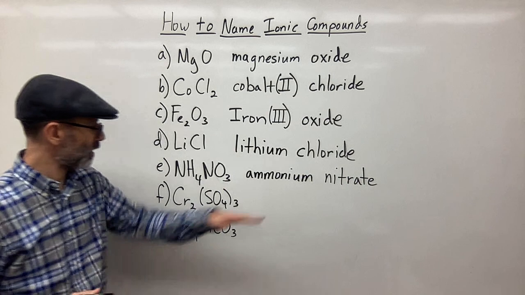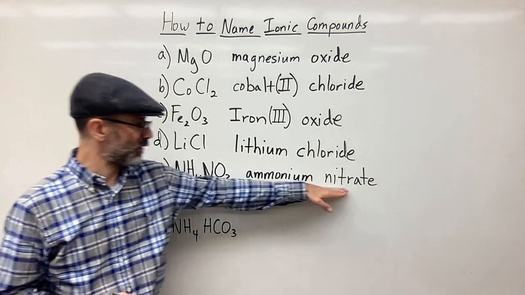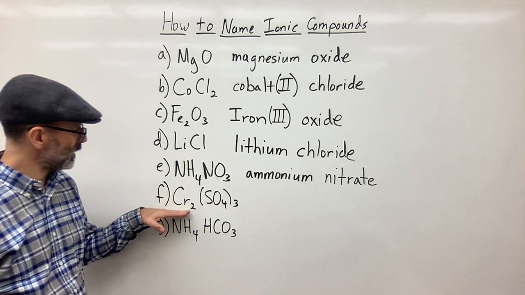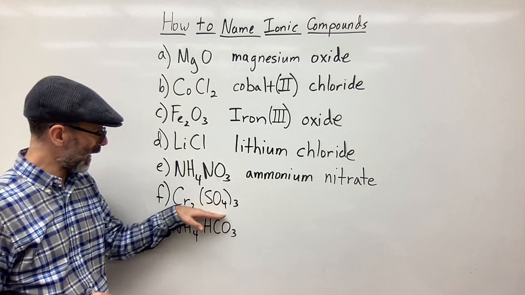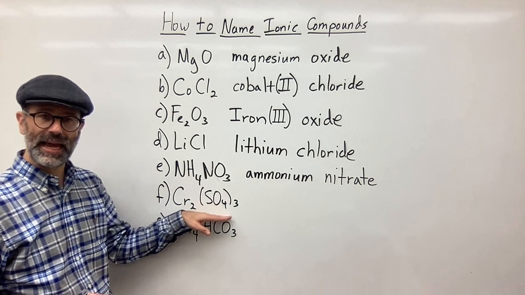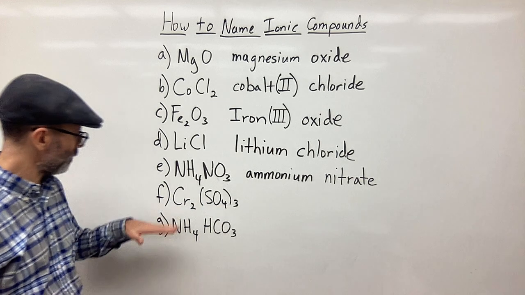And there's the name for this compound, ammonium nitrate. Next, we have Cr2(SO4)3. Again, we have a polyatomic ion here. So again, you got to know this name here, but we'll get to that in a moment.